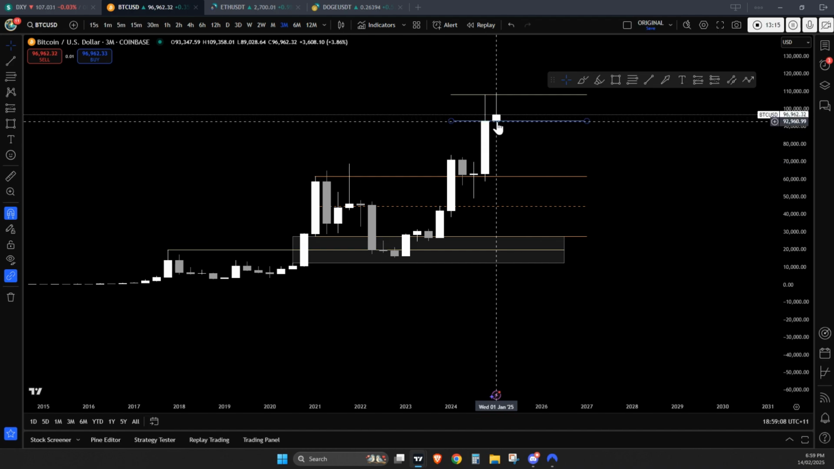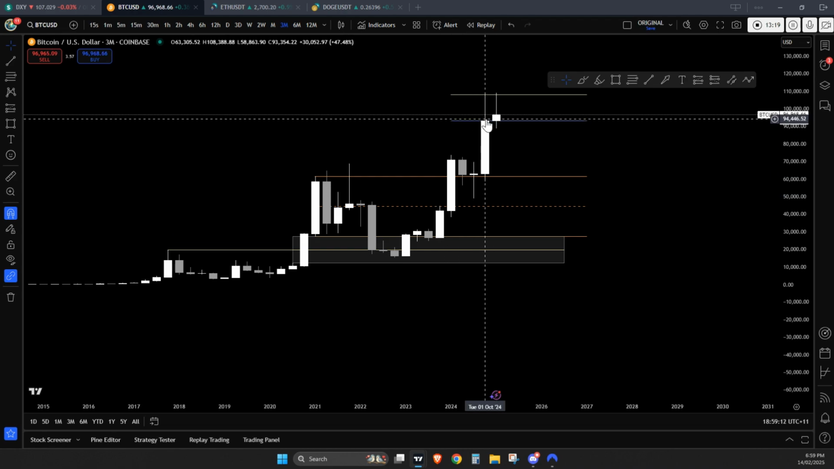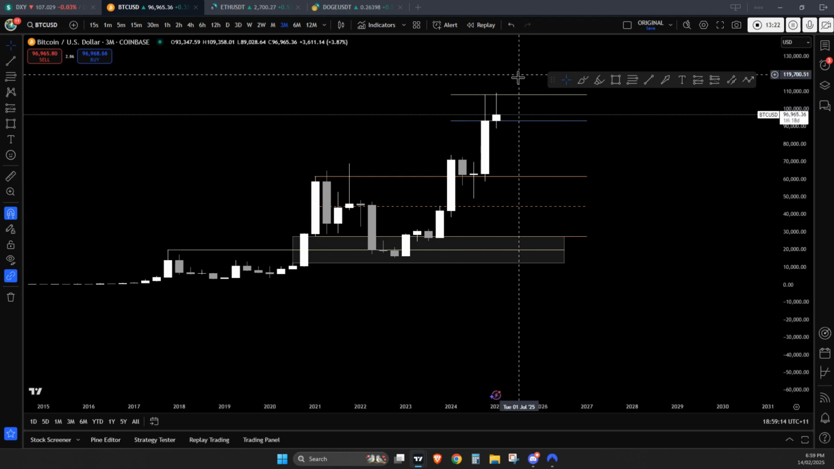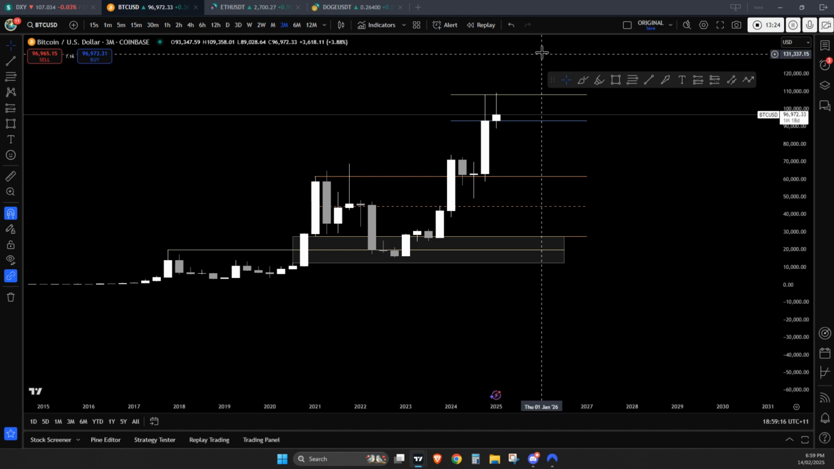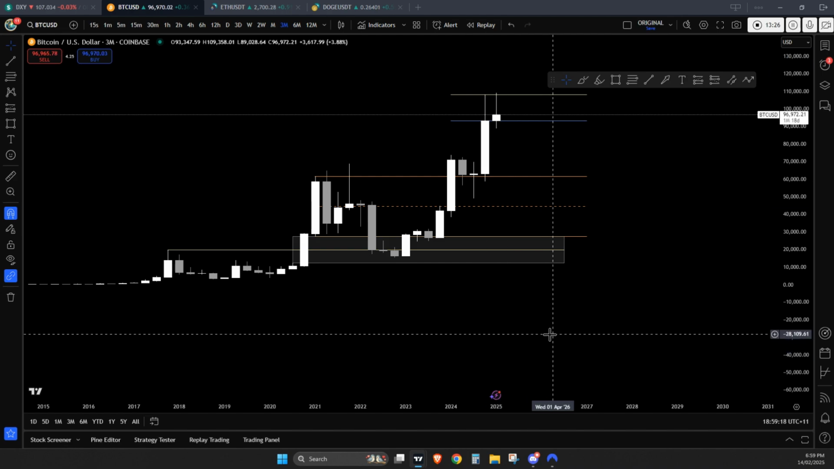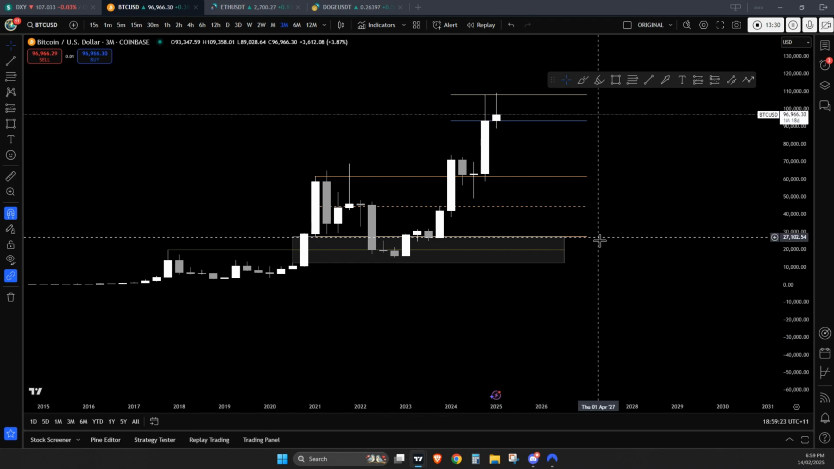Maybe we close just below yearly open and this pattern continues, and then we can expect another 2 positive candles followed by a negative candle. It's too early to say though. Well, I don't know. We just have to see how price reacts.